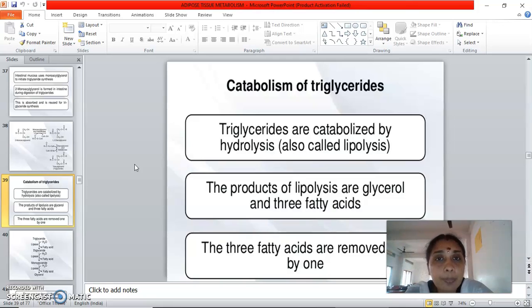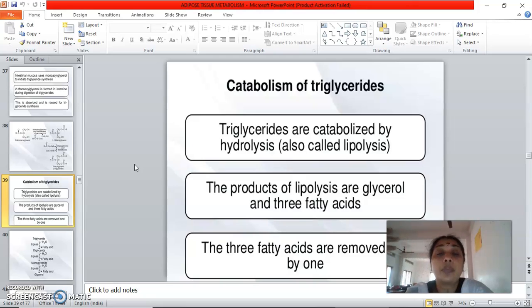So how are they used up? The TG enters into the phase of catabolism. Only during the catabolism can the energy be synthesized, and this phenomenon is known as lipolysis. So what are the products of lipolysis? Of course, glycerol and fatty acids, because the TG is synthesized from glycerol and fatty acids. So on breakdown also they give the same products, that is glycerol and fatty acids. And just as they were synthesized, in the same way they will be broken down.